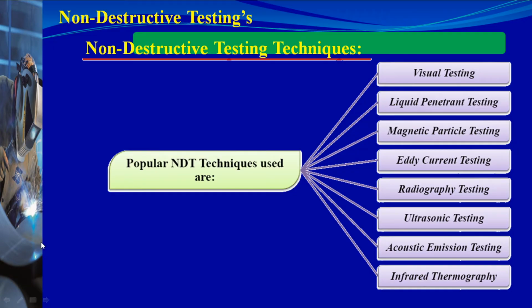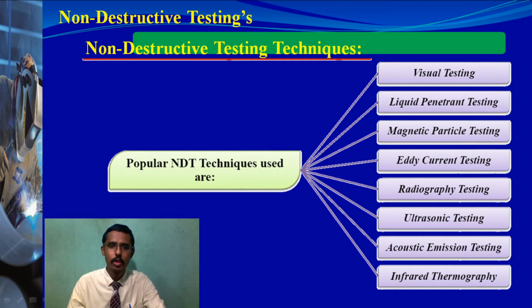In today's class, we are going to start a new unit. It's nothing but thermography. We are in the entire module of non-destructive testing, and we have seen a few processes. Importantly, there are 8 topics. We have seen these 8 topics in non-destructive testing.